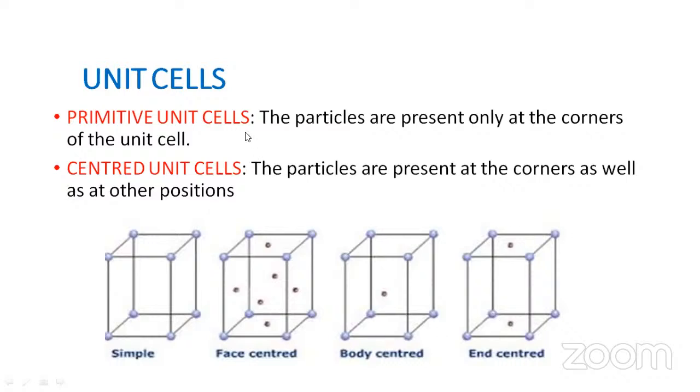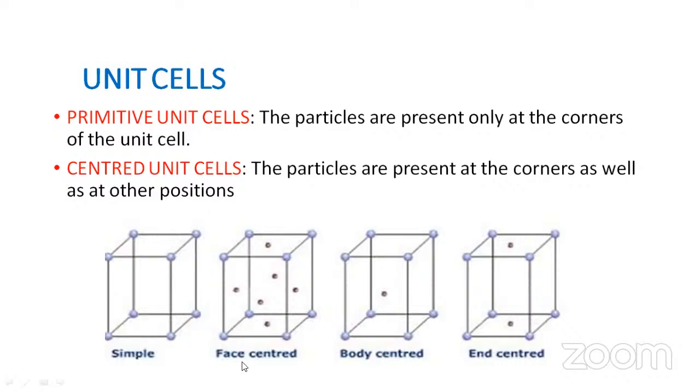So how many types of unit cells are there? There are 2 types, primitive unit cell and centered unit cell. In the primitive unit cell, the particles are present at the corners. It is common to all types of geometries. And coming to face-centered, face means how many faces are there? If you understand this correctly, you can do all the problems based on solid state. So I'm emphasizing more on this.